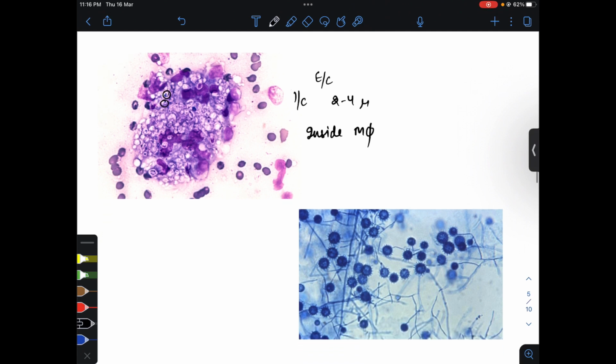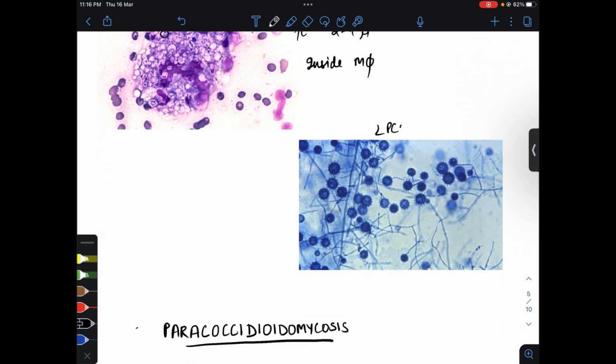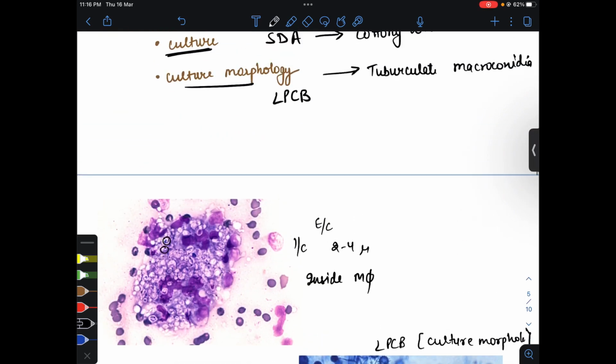And in the LPCB, as the picture represents, it is blue color, so here we can see these were the tuberculate, and on this a macroconidia will be there, as we see here. So this is a tuberculate macroconidia. So this one is for the culture morphology. Now that's all for the histoplasmosis.